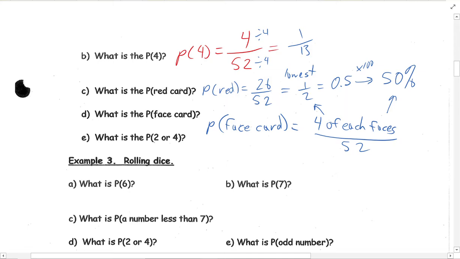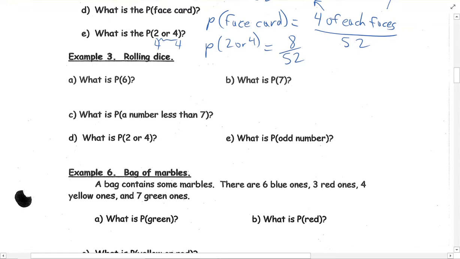Okay? What about the probability of a 2 or a 4? Well, there are 4 2s in the deck and there are 4 4s in the deck. So for this one, the probability would be 8 over 52. Okay? So that you can go and figure out what that would be in lowest terms, etc., etc. Let's look at the next one, rolling a dice.